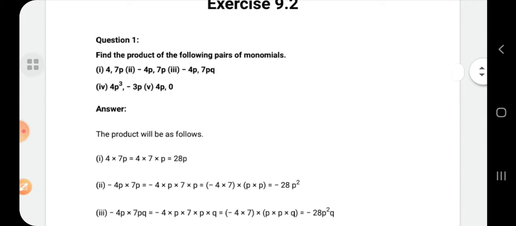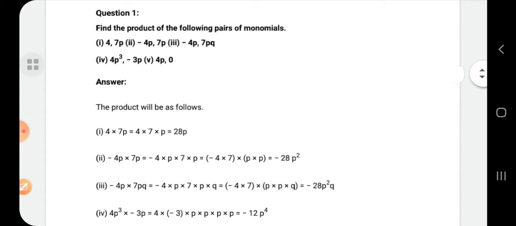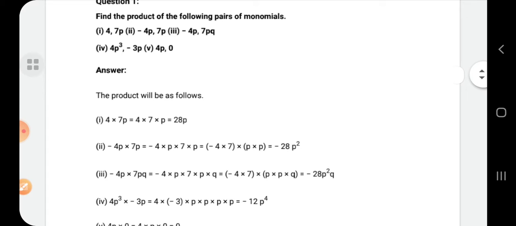Minus 4p and 7p, so the minus sign will come in front of the 28, and p into p is p to the power 2, p square. Okay, third one is minus 4p and 7p cube. Here the answer will be minus 28 p to the power 4. Okay, the power will be increased when the same alphabets are multiplied.